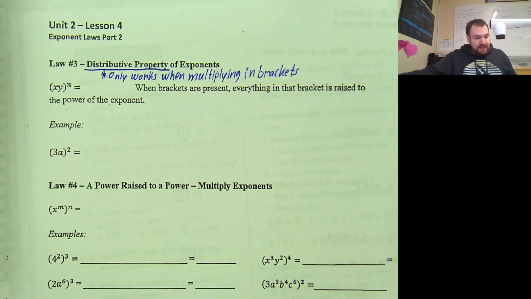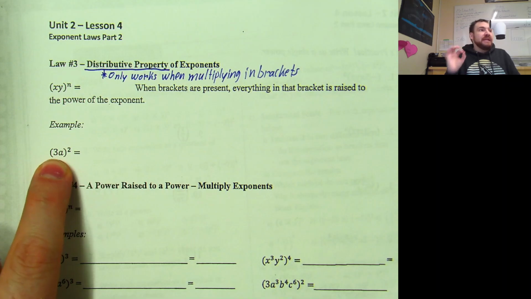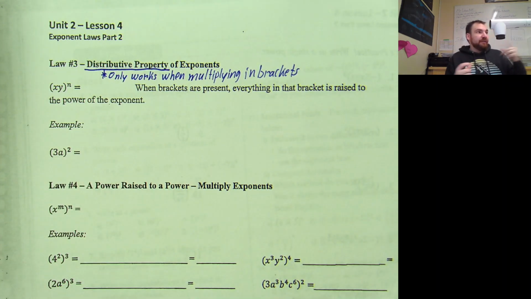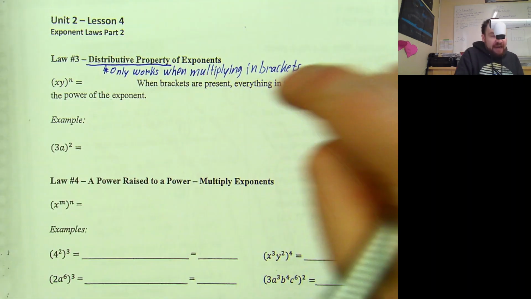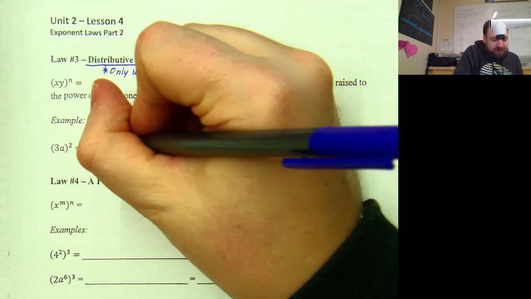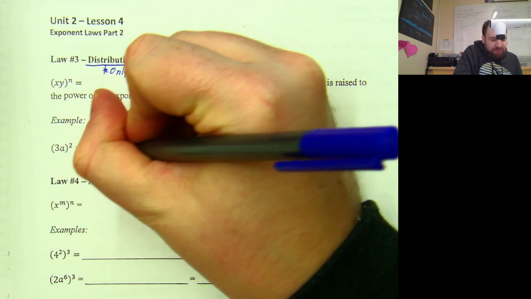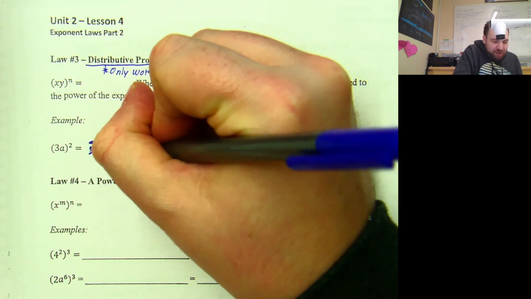What does this mean when I have 3a in brackets squared? Carolyn? Yes, that is the secret workaround that we're coming towards, but I want to get there first. What does it mean to square something? Multiply it by itself. So what I wanted you to see was that 3a in brackets squared means I've got 3a, not 2, I've got 3a times 3a.